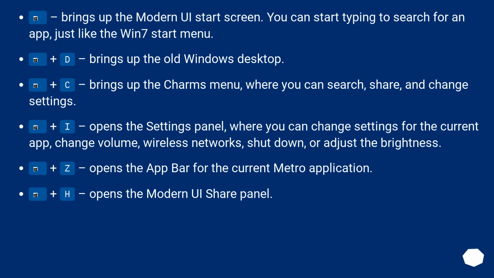Win plus I opens the settings panel, where you can change settings for the current app, change volume, wireless networks, shut down, or adjust the brightness. Win plus Z opens the app bar for the current Metro application. Win plus H opens the modern UI share panel.